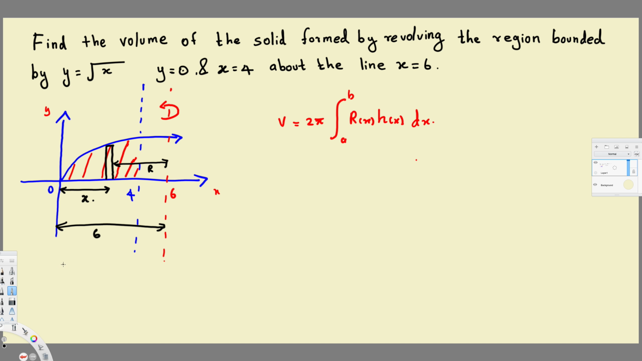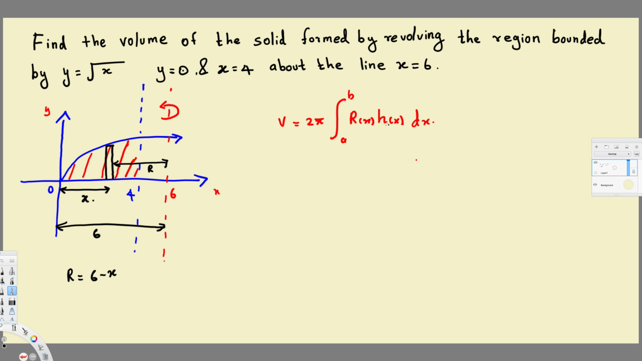And we know from here to here the total distance is 6, right? Now we want the radius in terms of x. That's the main thing. If you notice the total distance is 6, and if you subtract this x from this 6, that's going to give us this distance. That's the radius. So we can directly say 6 minus x is going to be the radius, right? So now we have written the radius in terms of x.